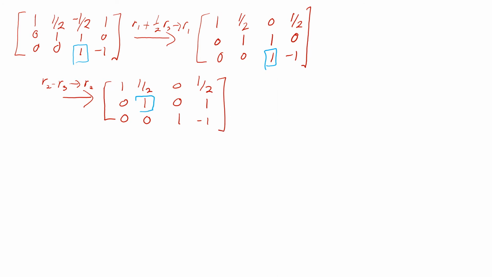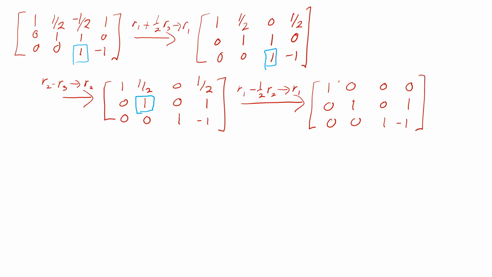Let's move over to the next pivot position. We have one entry above that that's non-zero. So if we do row 1 minus 1/2 row 2 is the new row 1, we get 1, 0, 0, 0, 0, 1, 0, 1, and these two stay the same. But now we are in row reduced echelon form.